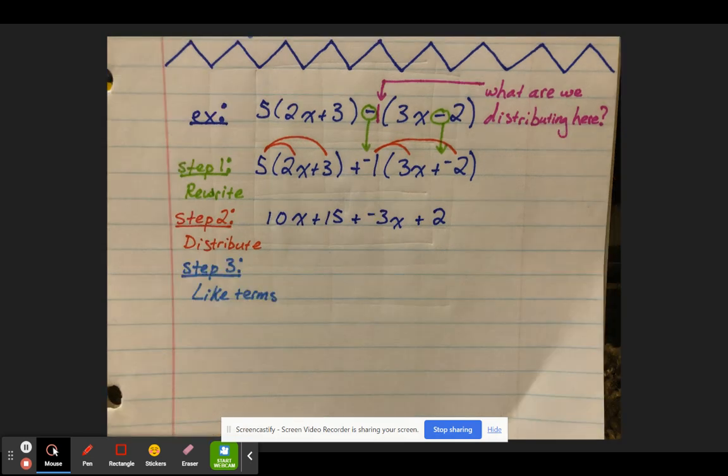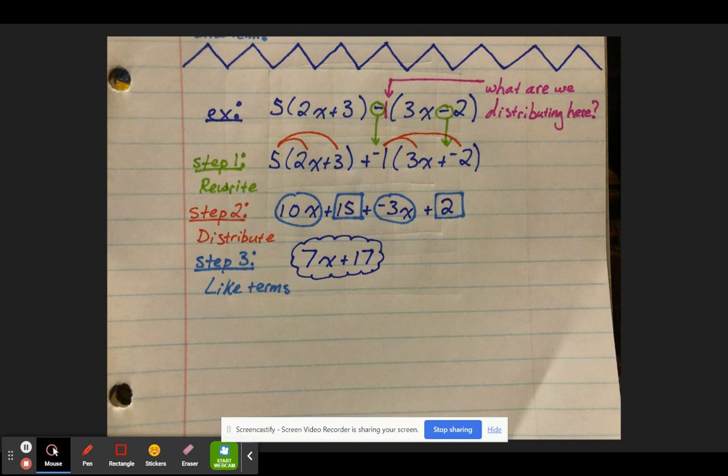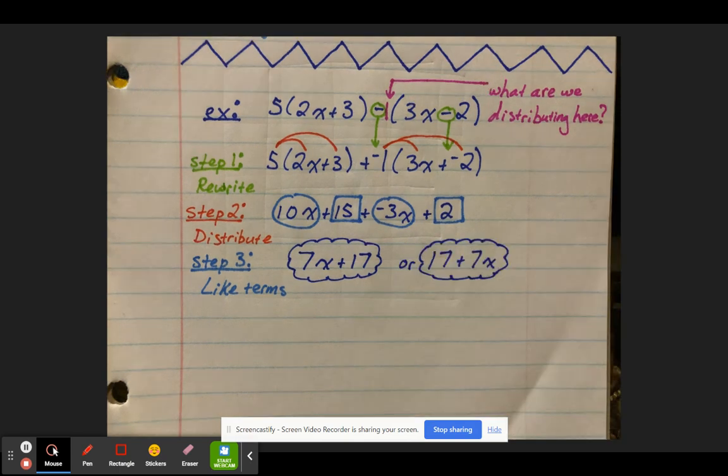Now we're ready to combine like terms. 10x plus negative 3x is 7x. 15 plus 2 is 17. And that's our answer. And once again, you can write that with the order flipped around as well. 17 plus 7x means the exact same thing as 7x plus 17. Either one is an acceptable final answer.